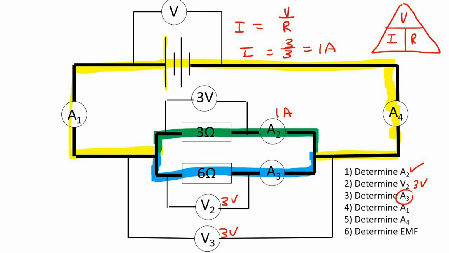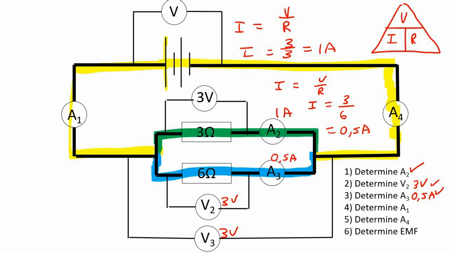The next question says calculate A3. Now, A3 is over here. So we could use I equals V over R, where the voltage in that pathway is 3 volts, and the resistance in that pathway is 6. And so we could get 0.5 amps. So 0.5 amps.